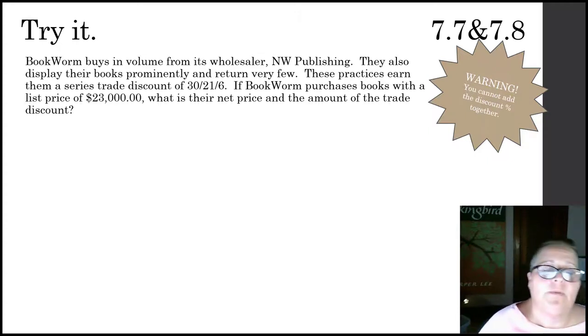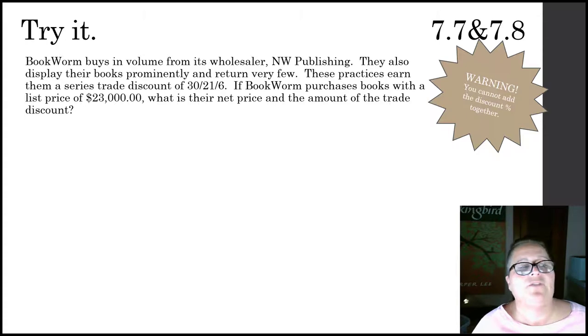If Bookworm purchases books with a list price of $23,000, what is their net price and the amount of the trade discount? So it's like what we did before, right? In order to find their net price, I'm going to use the net price factor. We're going to take the series discount of 30%, 21%, and 6%, and find the complement of each one of those discounts.